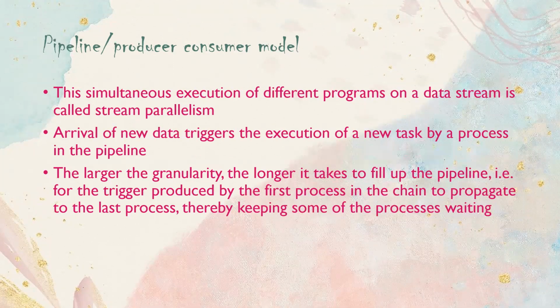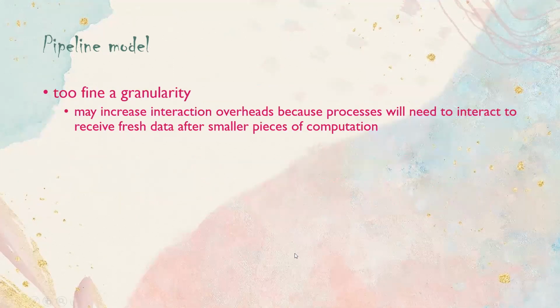So it is the other way. If the tasks are fine-grained, then it becomes very simple. The processing and the execution can be done at a much faster pace. Okay, let me just read it out for you. The larger the granularity, the longer it takes to fill up the pipeline, and for the trigger produced by the first process in the chain to propagate to the last process, because it's highly granular. By the time it reaches the last process, we would have wasted a lot of time waiting.